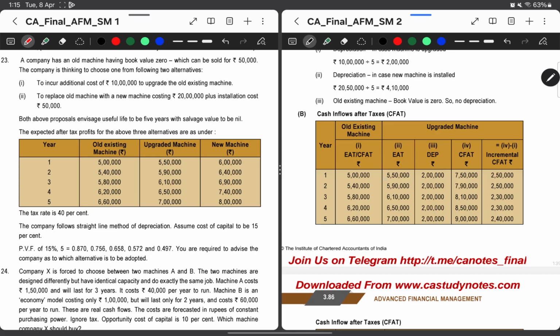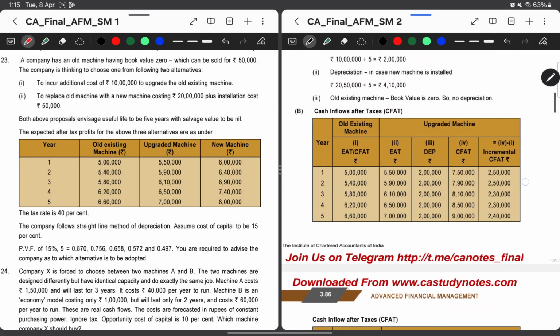The resultant value has to be compared with the upgradation or replacement of new machinery, and that will be considered as incremental cash flow after tax. But here, since the old machinery's book value is 0, we need not consider any depreciation. So whatever earnings after tax they have given for the old machinery can be compared with the upgradation's after depreciation adjusted amounts, and then we can find out the incremental cash flow in both the cases.